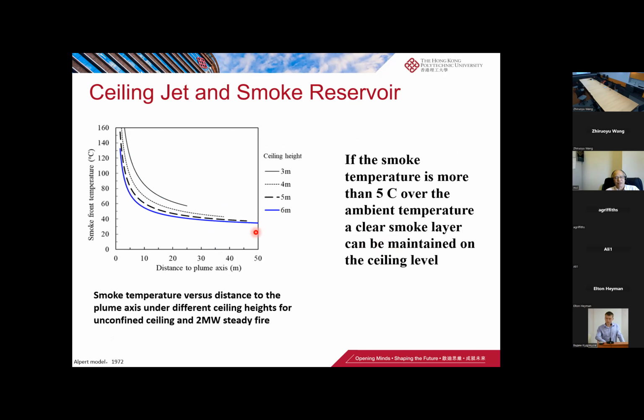And for the temperatures, the reference from the literature says if the temperature of the smoke is 5 degrees over the ambient temperature, the smoke layer can be maintained at the ceiling level. So from the second set of Alpert correlations, we can actually estimate the temperature of the smoke when the smoke spreads in the reservoir. We're not going into the detail in this part.